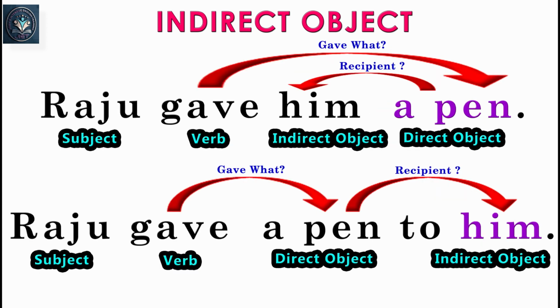Now let's learn how to identify indirect objects. If you know the action verb and direct object in a sentence, then it's very easy to identify the indirect object. Indirect object answers to whom or for whom. In the first sentence, if we ask, "To whom did Raju give a pen?" the answer we get is him. Thus, him is the indirect object of the verb give in this sentence.